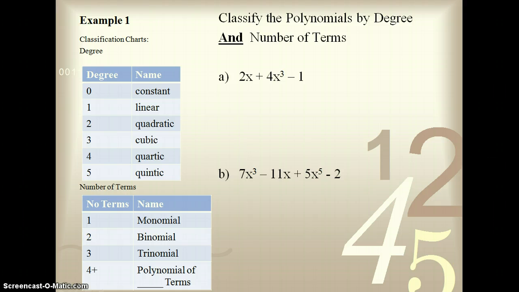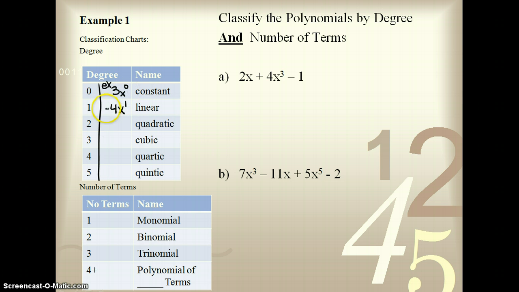From there, if you'll notice on the left-hand side, I have 2 charts to help you classify. One is by degree and one is for number of terms. When you have degrees, your options are 0 through 5. So if it has a degree of 0, an example of that would be something like 3. 3 would have a degree of 0 because it would be 3x to the 0, which means that it's a constant. A degree of 1 would be something like 4x, where the exponent on the x is a 1.